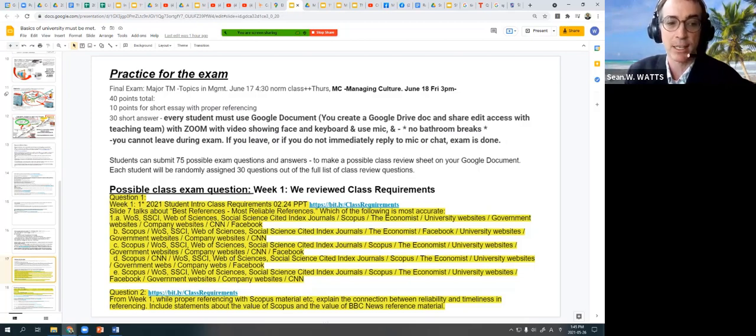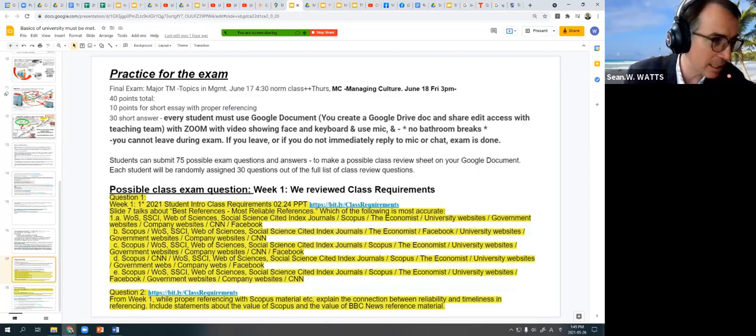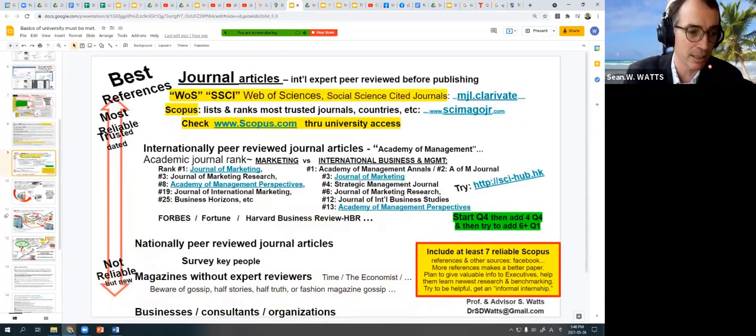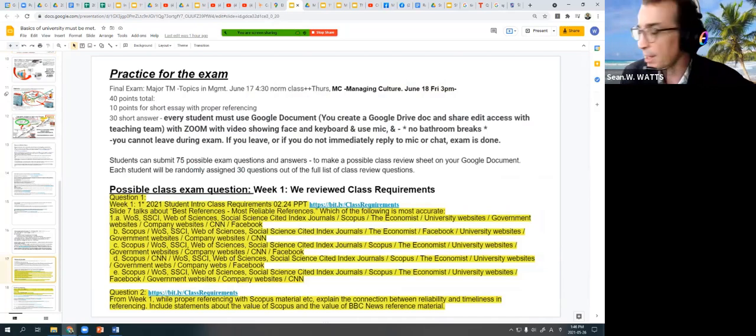Question number 1, explain what are the most reliable. Can you explain to me, in this sheet that I have given you, the question is based on this: what are 5 references you could use, and list them in order from most reliable to least reliable?